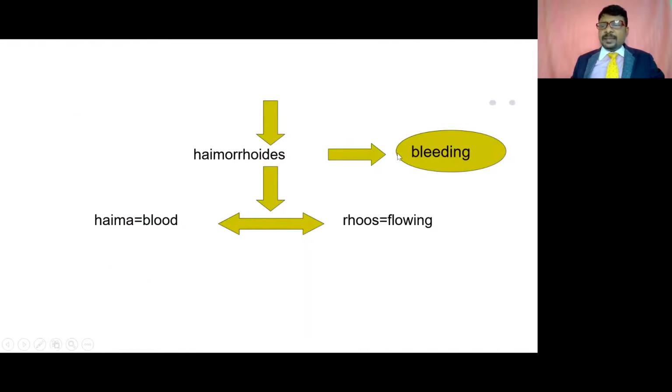Hemorrhoids: hema means blood and roids means flowing. The blood flow happens because of obstruction in the veins or because of an abnormality in the veins, so it may give bleeding. That's why the name came: hemorrhoids. Hema means blood and rose means flowing.